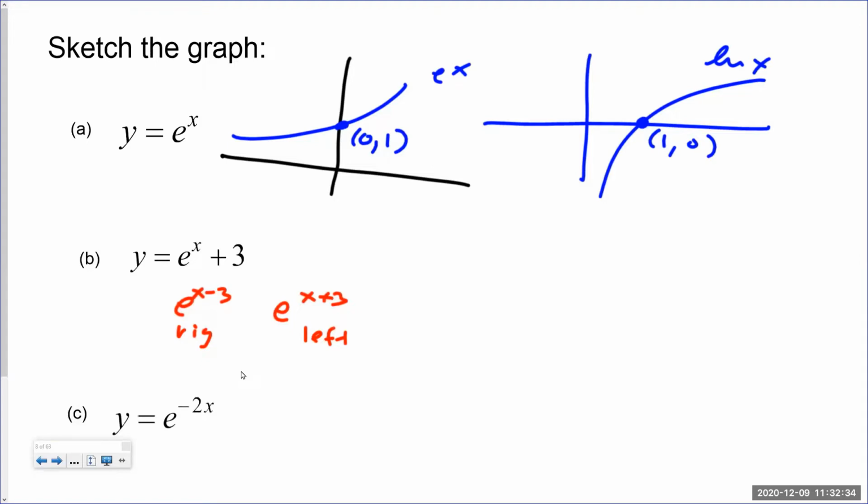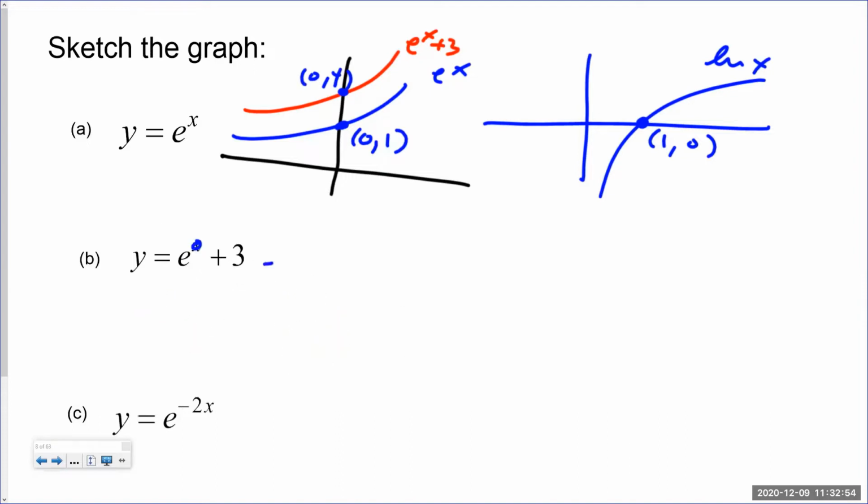Okay, right here though, this is just adding 3. So this point, this would be e to the x plus 3. Okay, and right here, guys, what would this point be? Very good, (0, 4). And you could plug it in and make sure. So for example, if I plugged in 0 here, what's e to the 0? 1. And do you see how you get the 4 there?